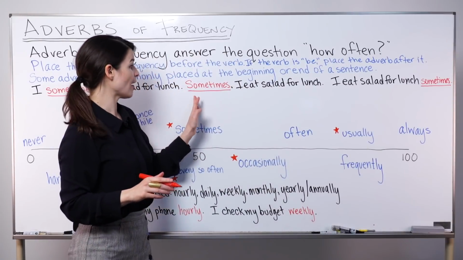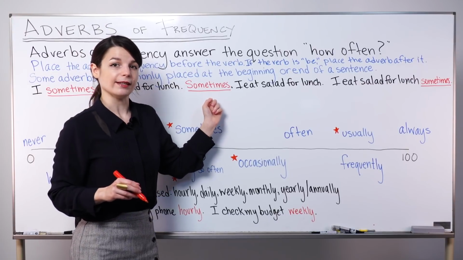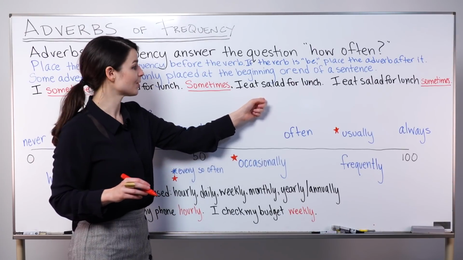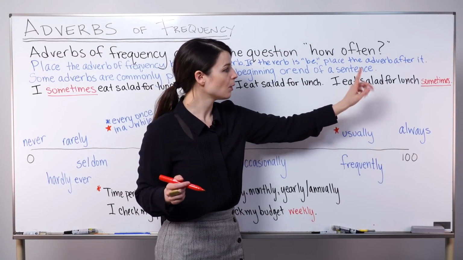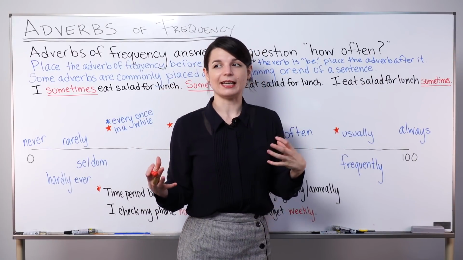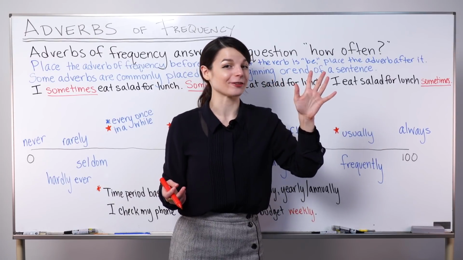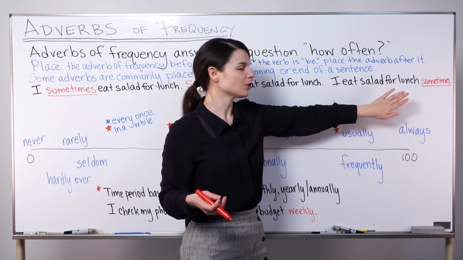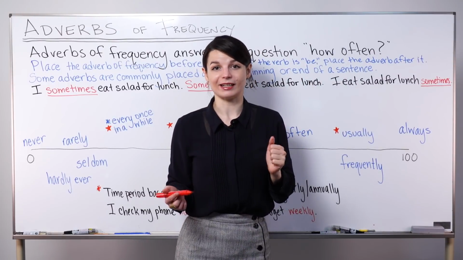In these examples here, however, I've changed the placement of the adverb. Here, it's at the beginning of the sentence: "Sometimes I eat salad for lunch." And here, "I eat salad for lunch sometimes." You might hear that as well. A pattern like this, where the adverb comes at the end of the sentence, you might hear more in everyday speech, like we want to add a little extra information right at the end, or we just think of something, so we add it at the end. It's less common, I feel, to use something like this in written English, but you might hear it in spoken English too.